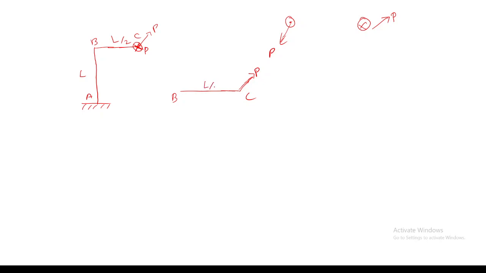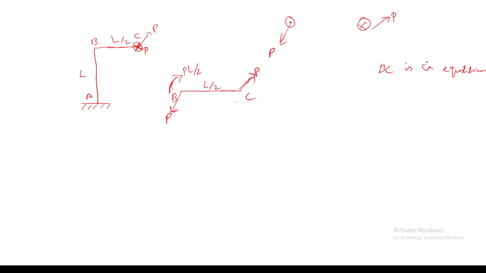And this length is L by 2. Because these are interconnected members, due to this P you will have a shear force developed, because this BC member is in equilibrium. Based on this only I'm doing all these things. In order to maintain the equilibrium, I have to have a reaction shear force at point B. Then I have to have a bending moment at point B, which will be in this direction.